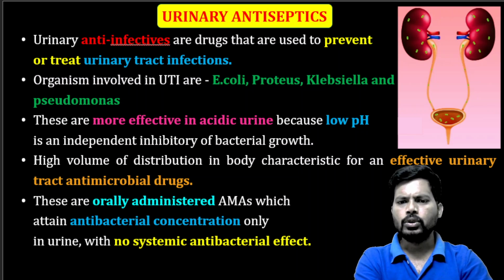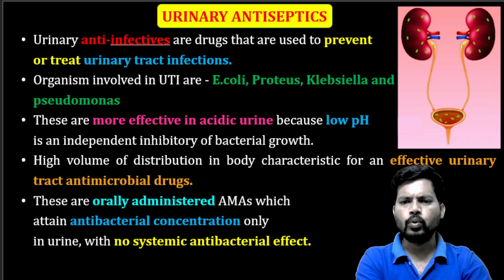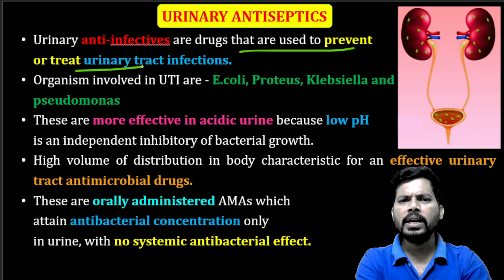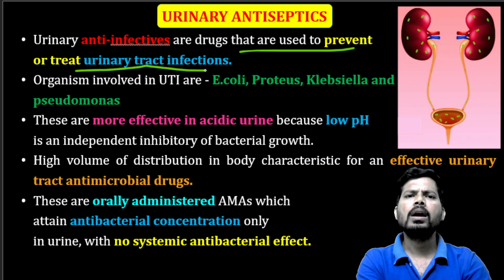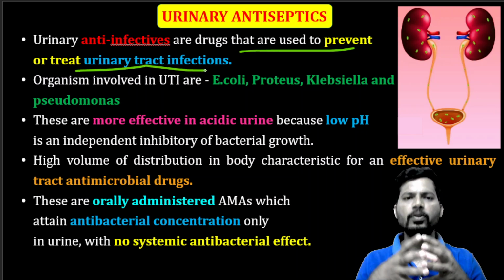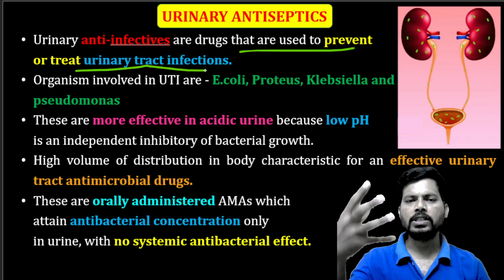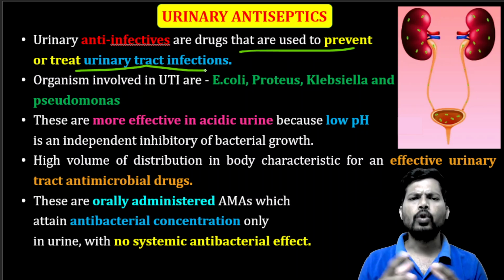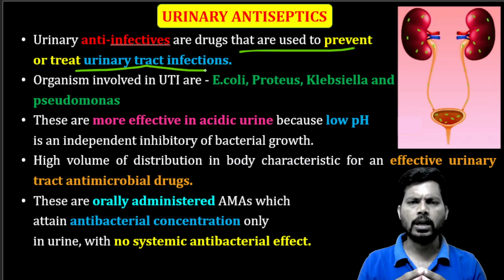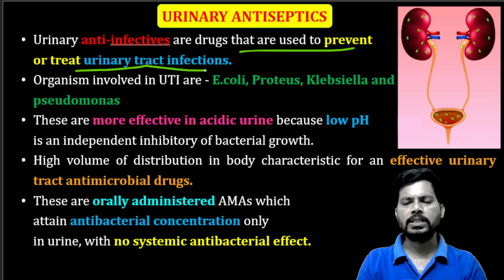So what are urinary antiseptics? What are the examples and what are the mechanisms? These are the drugs used to prevent or treat urinary tract infections. Consider the organisms involved in the development of urinary tract infection. Generally, urinary tract infections are upper urinary tract infections and lower urinary tract infections. Lower urinary tract infection means it involves the urethra and urinary bladder, and upper means related to the kidney and ureters.